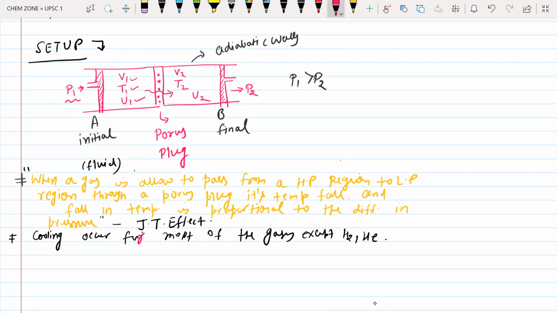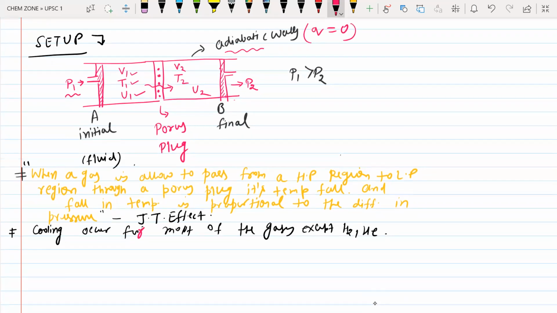We are assuming that the walls of this setup are adiabatic walls. That is, heat is not transferred between system and surrounding. Definitely, we are taking P1 greater than P2. Initial pressure is higher than final pressure of the gas. This is the low pressure region, and this is the high pressure region. And gas is moving in this direction.